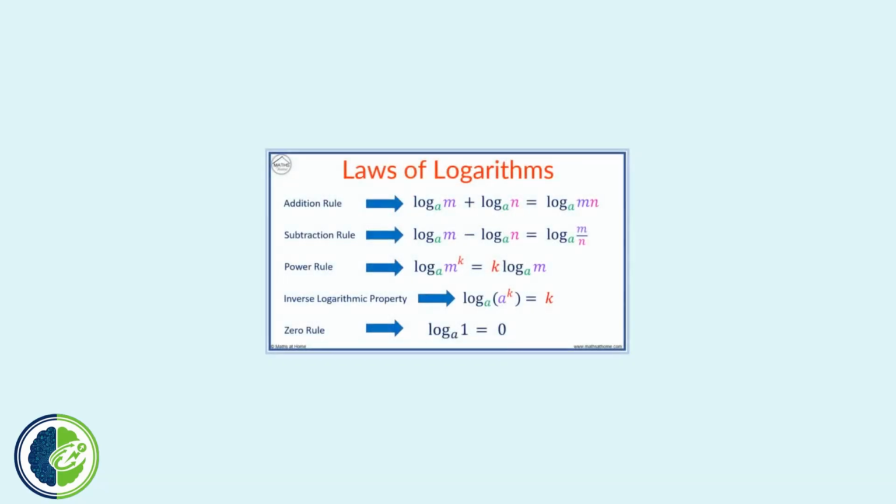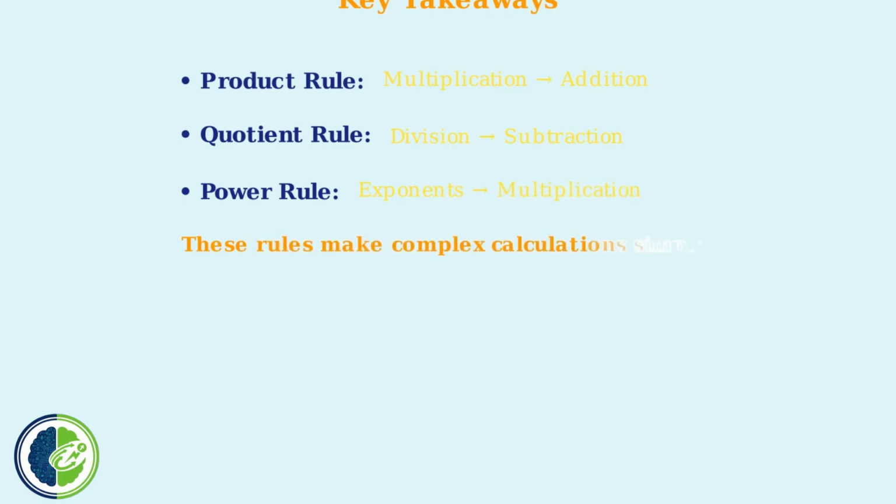These 3 rules work together to simplify complex logarithmic calculations. They transform multiplication into addition, division into subtraction, and exponents into multiplication. This makes logarithms a powerful tool for solving mathematical problems. Remember these key takeaways. The product rule turns multiplication into addition. The quotient rule turns division into subtraction. The power rule turns exponents into multiplication. These rules are the foundation for working efficiently with logarithms in mathematics.